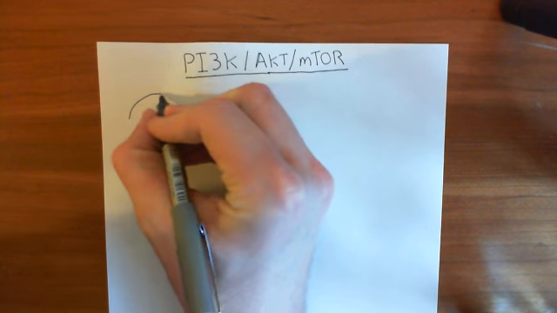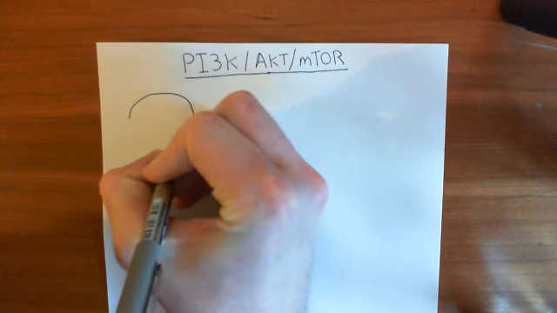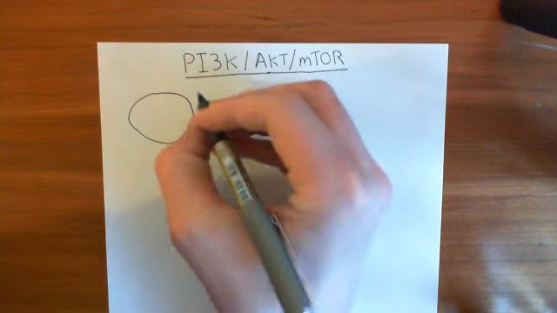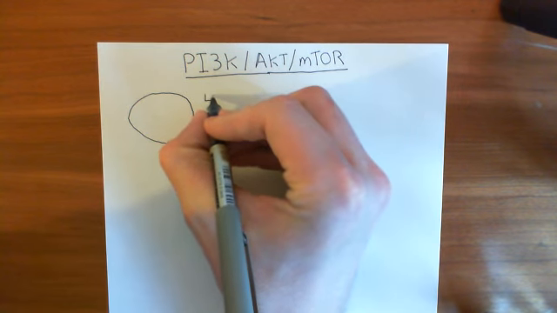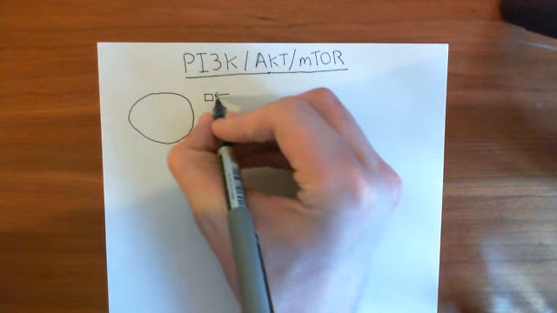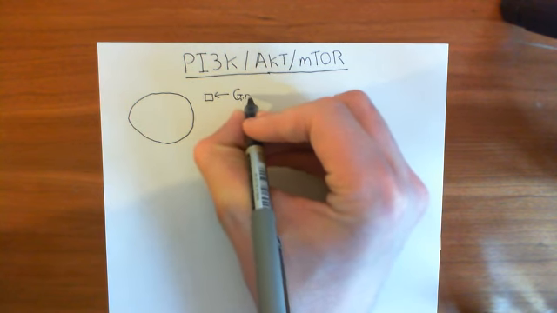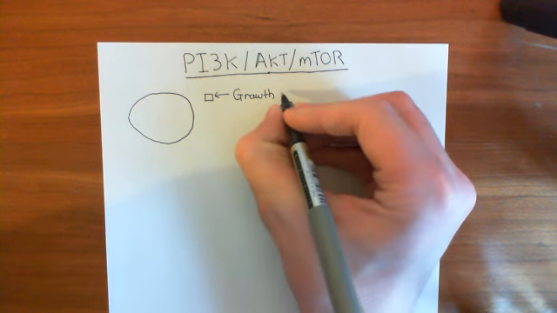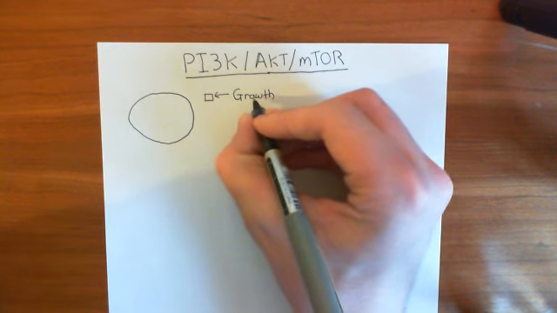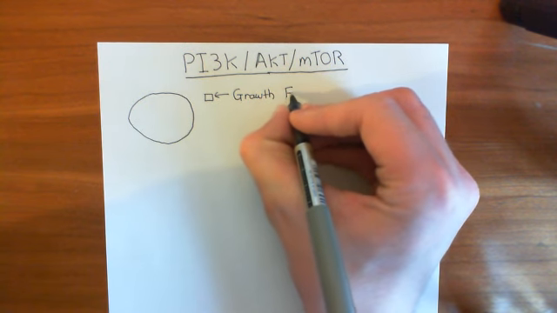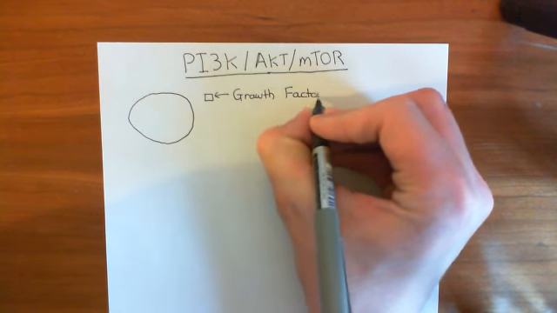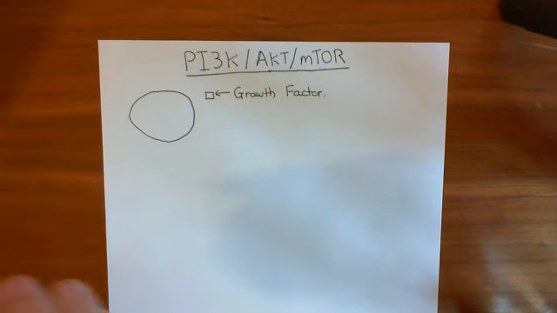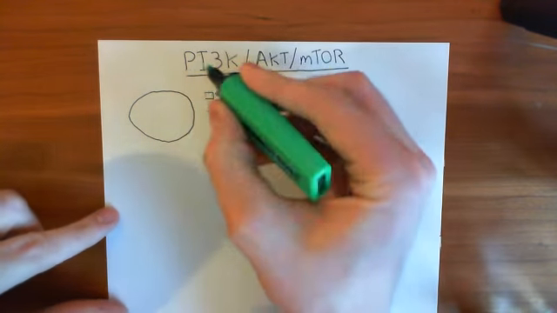If we have a cell here, and we put this cell in the presence of growth factor, so let's say this little box is going to denote some growth factor, so this is going to represent growth factor, and I might colour it. Growth factor. Again, we're colouring growth factor orange.